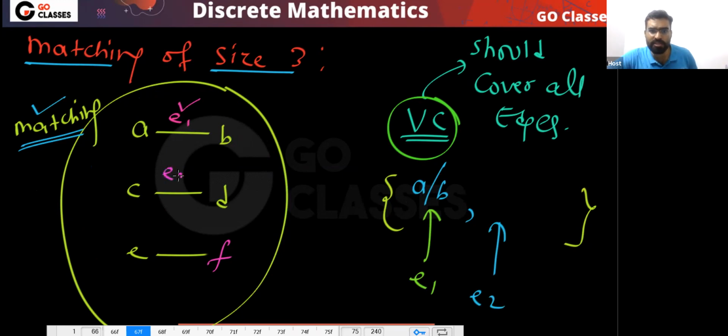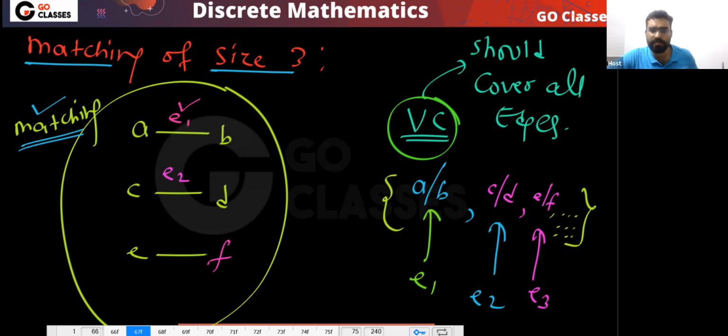So if I want to cover E2, then I have to take C or D, at least one of them. And if I want to cover E3, then at least one of them I have to take, E or F. Remember, there can be anything extra, but at least the vertex cover size must be at least 3.